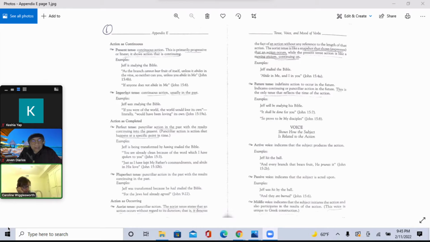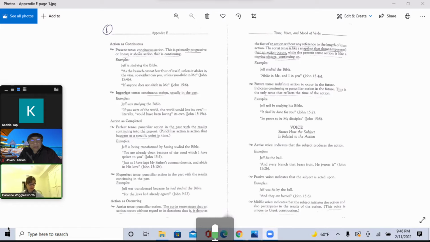Okay. So then the next thing is the aorist, which was the interesting thing, which I'm a bit confused about, to be quite honest. Anyway, this is how it describes it. The aorist tense states that an action occurs without regard to its duration. That is, it denotes the fact of an action without any reference to the length of that action. So the aorist tense is like a snapshot that expresses that an action occurs, while the present tense action is like a moving picture continuing on. So is that maybe what you're talking about? The aorist example would be Jeff studied the Bible, and then from John 15:4, abide in me and I in you. I think we should look that one up.